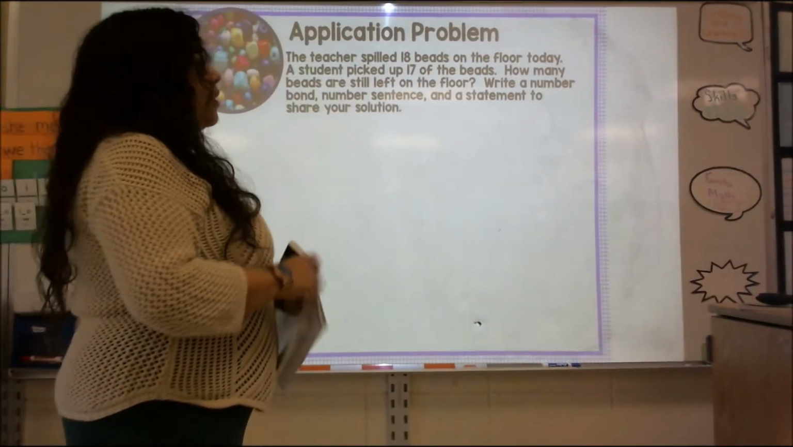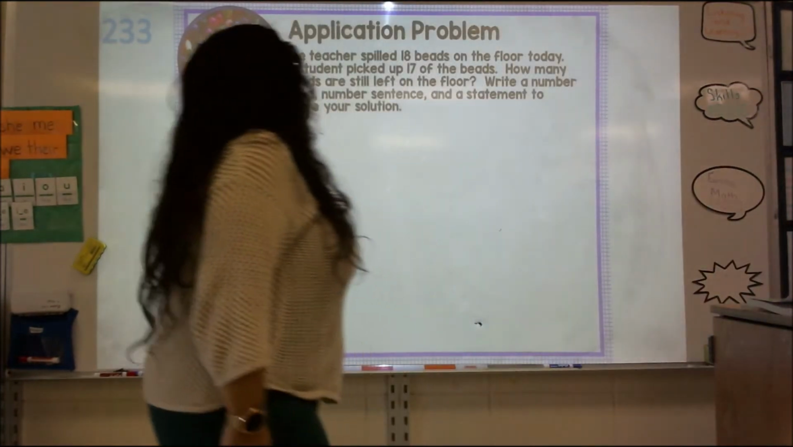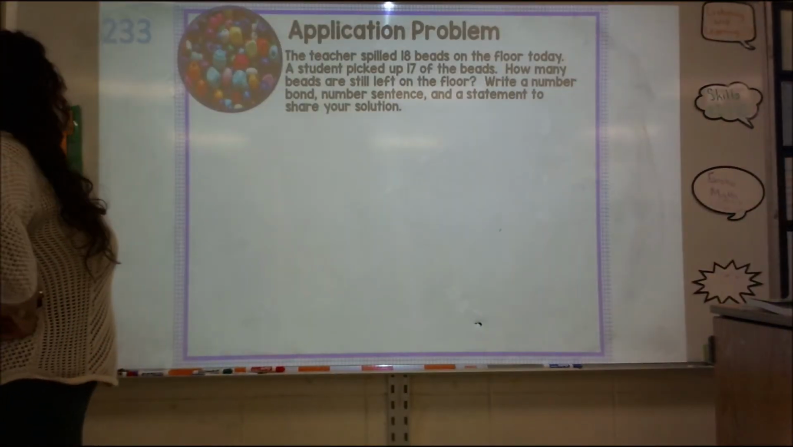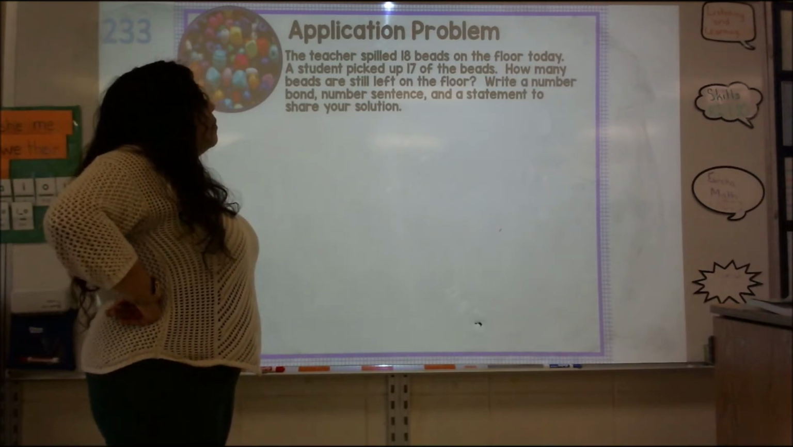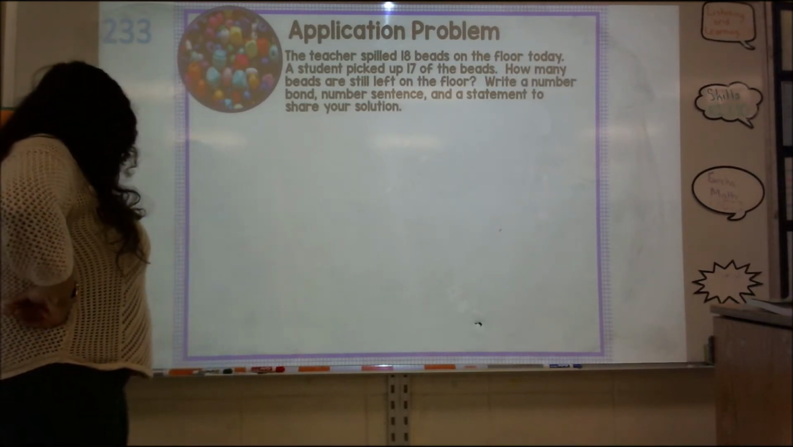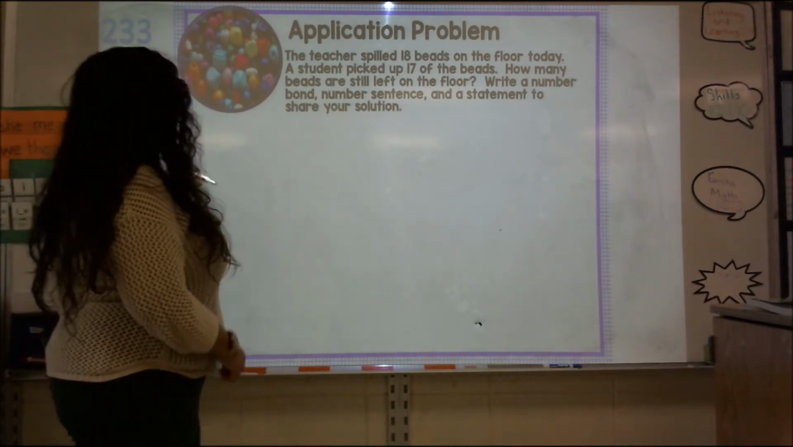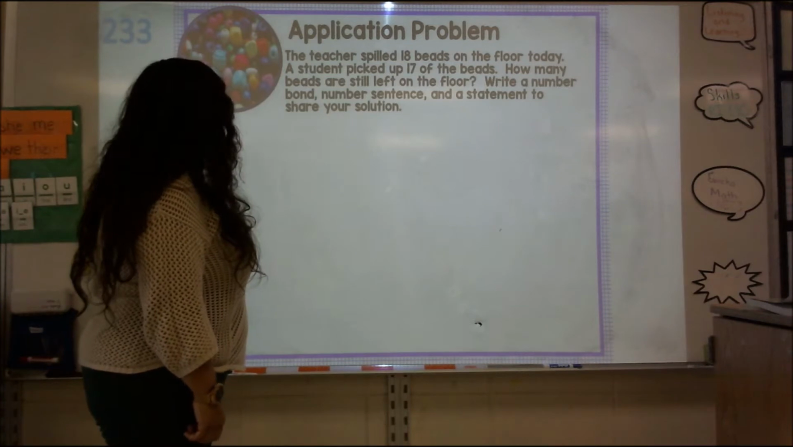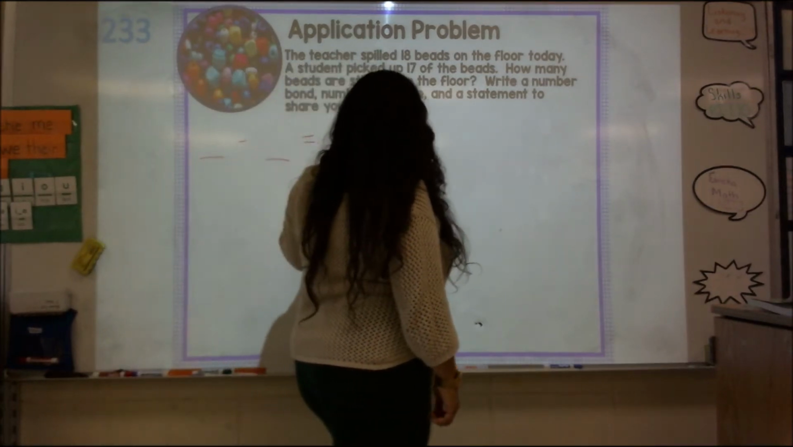For some reason, there's some issues going on with these beads because the teacher spilled 18 beads on the floor today. A student picked up 17 of the beads. How many beads are still left on the floor? Write a number bond, number sentence, and a statement to show your solution. Well, we've already established that we are subtracting. So blank minus blank is equal to blank.